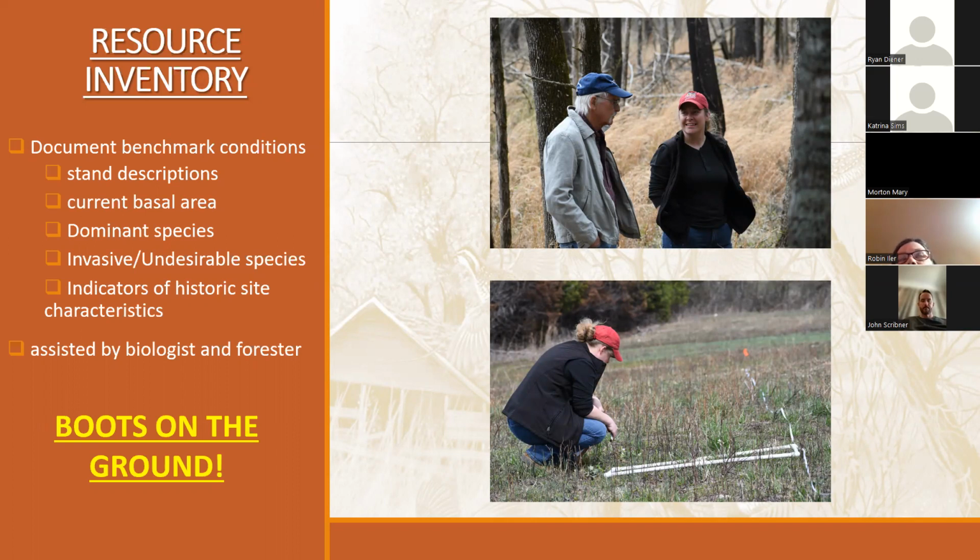What are the dominant species? Are there any invasive species? Or what are the undesirable species that you're wanting to get rid of? And then also looking at indicators of historic site characteristics. For the most part, what we're doing when we're out here conducting these inventories is looking at the landscape, and there are clues all around us. It is our job as professionals, as biologists and foresters, to help find those clues on your property to give us an idea of what that area would have historically looked like. So was it an open woodland? Was it a savanna? Was it at one point maybe even an open grassland or prairie? There are still little clues on the landscape that can help point us in the right direction.